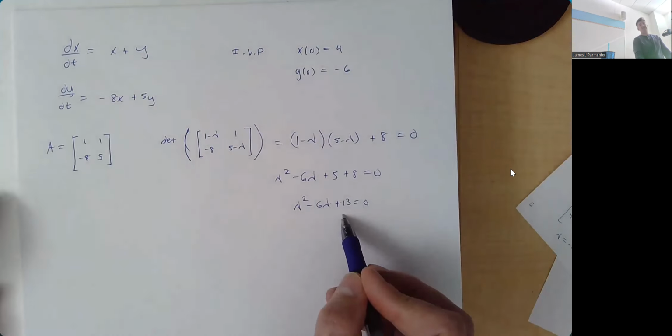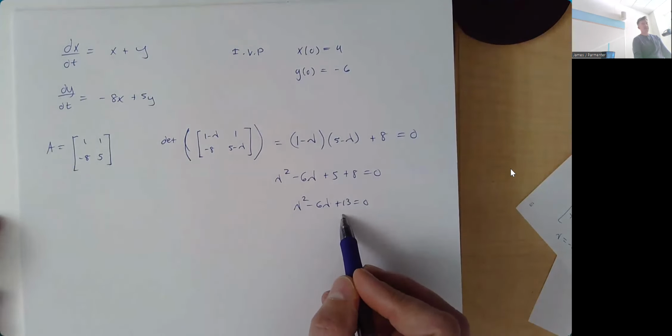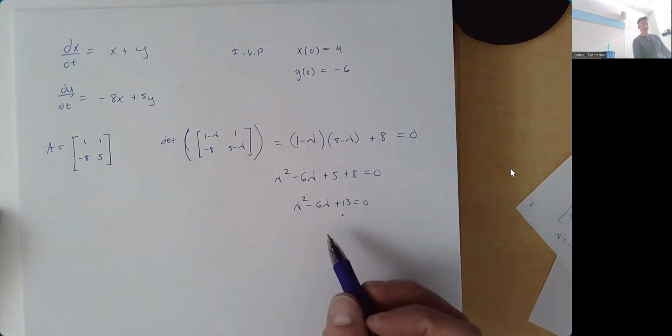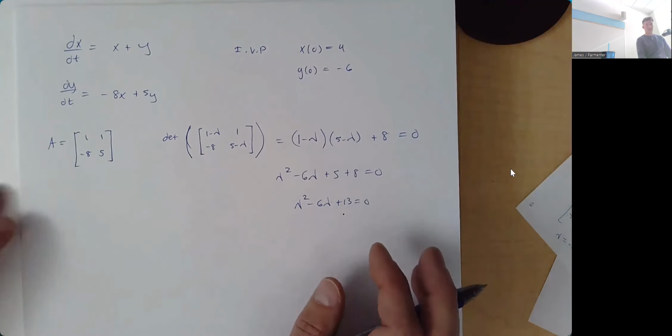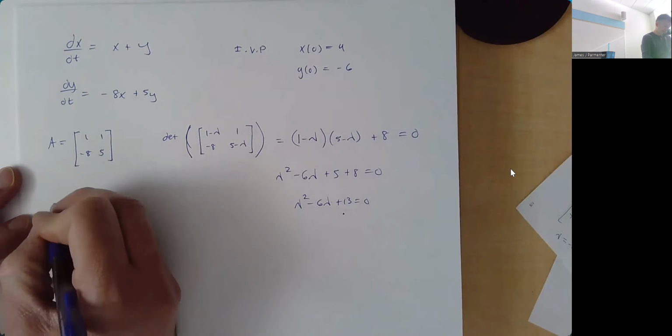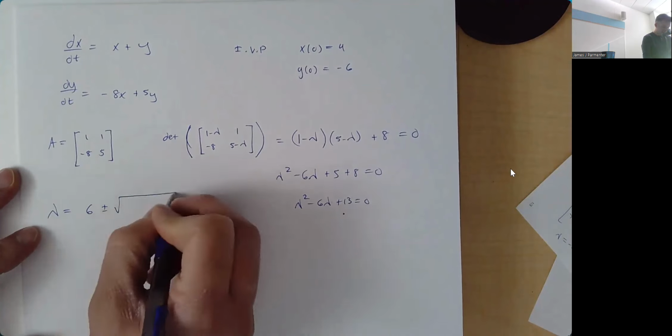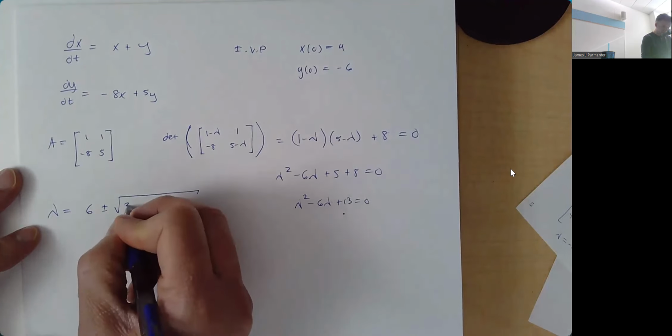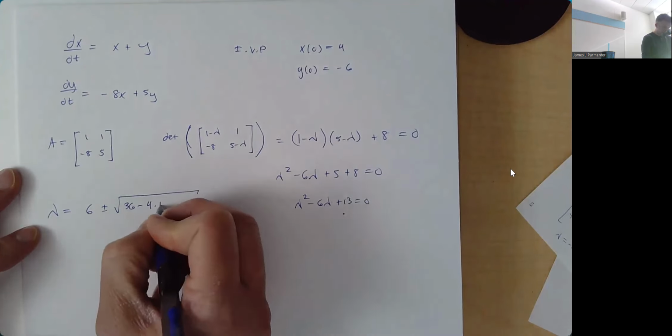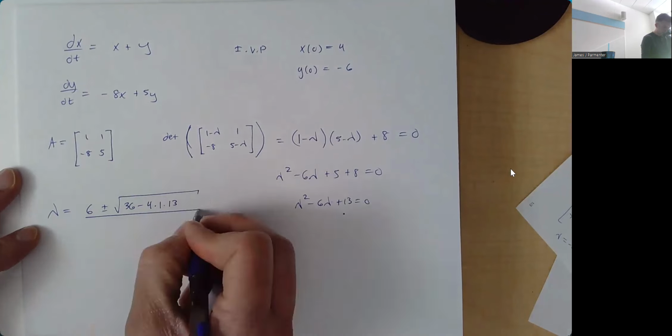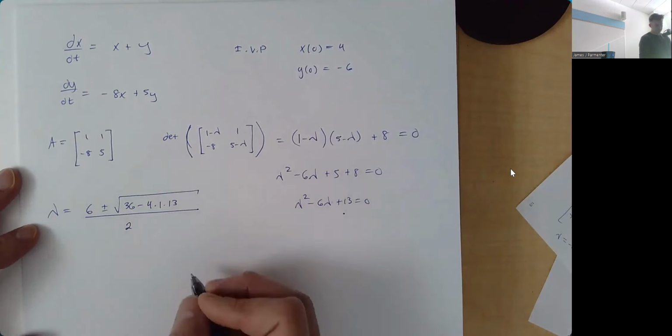So this definitely doesn't factor, right? I don't know how to multiply to 13 and have to -6. So definitely the quadratic formula is what's required here. Our eigenvalues are going to be 6 plus or minus the square root of (-6) squared minus 4 times 1 times 13, all over 2 times 1.